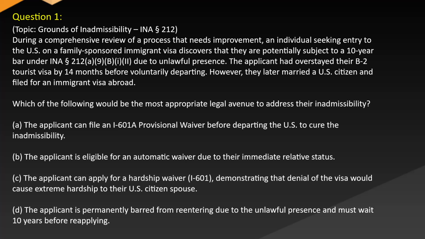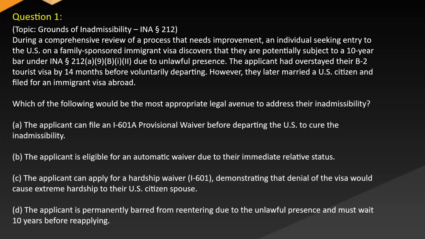However, they later married a U.S. citizen and filed for an immigrant visa abroad. Which of the following would be the most appropriate legal avenue to address their inadmissibility? A. The applicant can file an I-601A provisional waiver before departing the U.S. to cure the inadmissibility.